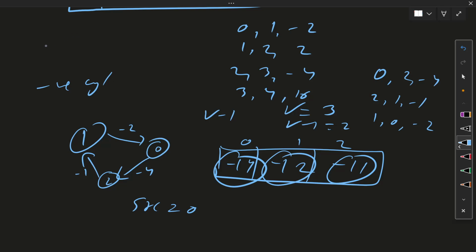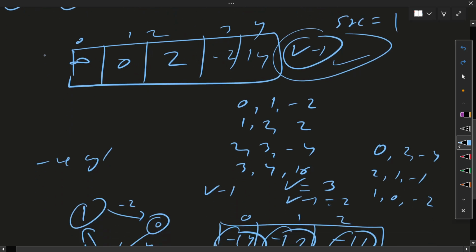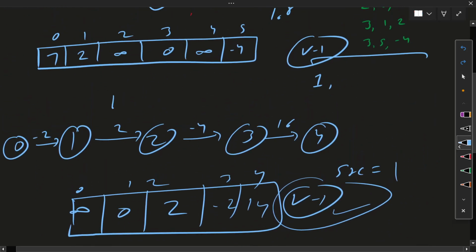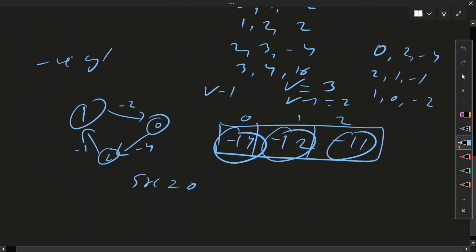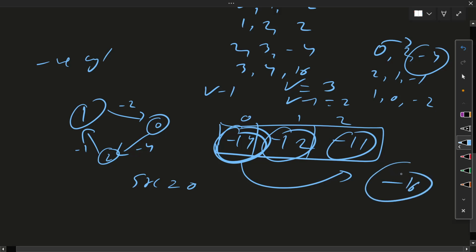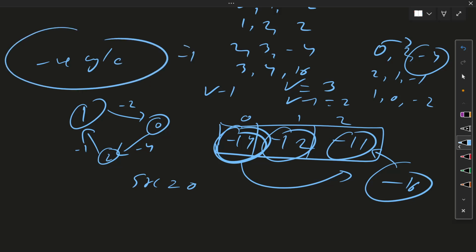If there's a regular graph, v minus 1 iterations will just work fine, as I've shown you here. In any graph this will work fine, but for a negative cycle it will again change the value. So let's find out. From 0 to 2, minus 12 plus minus 4, it will be minus 16. So again it is decreasing the value. But this is not a regular graph, so this is a negative cycle.